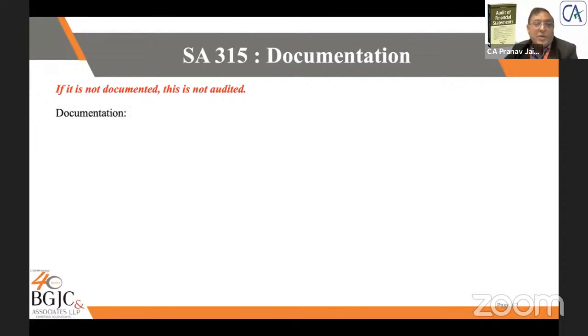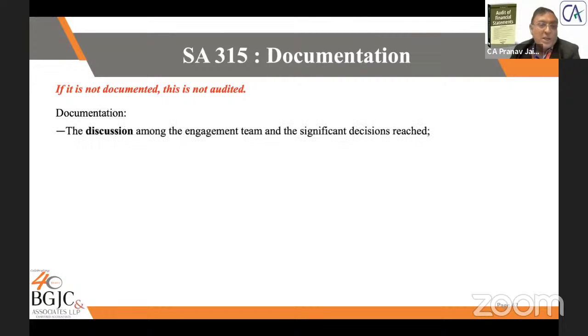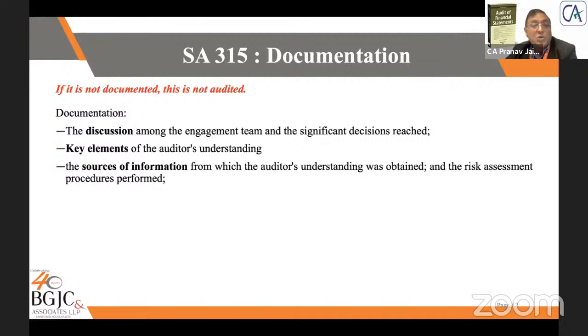Documentation, again, there is a general principle: if not documented, it is not audited. So if we talk about documentation requirements, it should include documentation of the discussion among the engagement team and significant decisions that were reached. What are the key elements of the auditor's understanding, the sources of information from which the auditor's understanding was obtained, and the risk assessment procedures performed. This is very important to document.